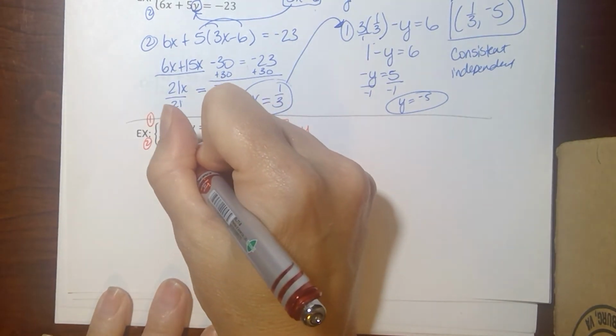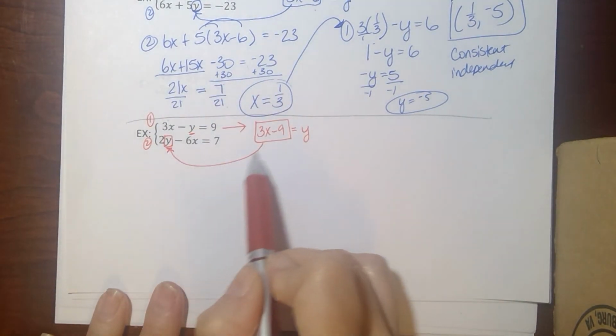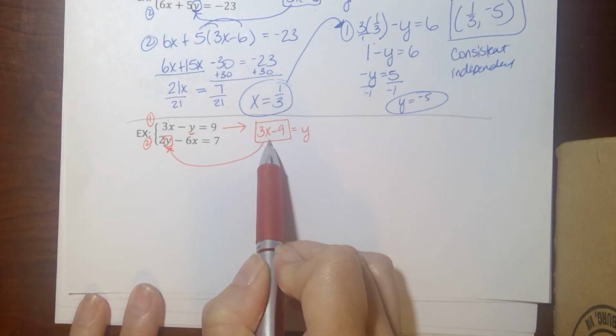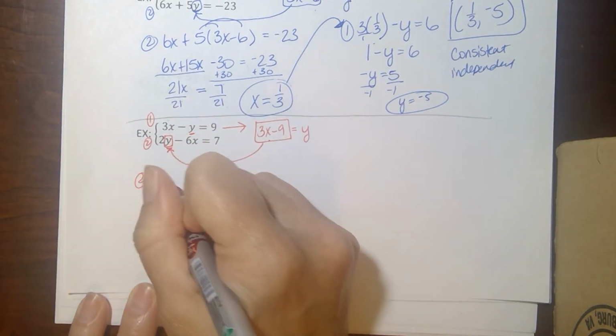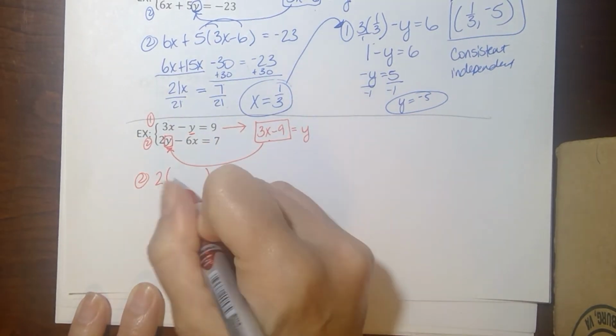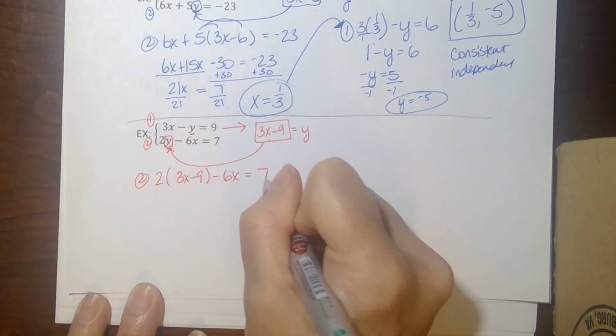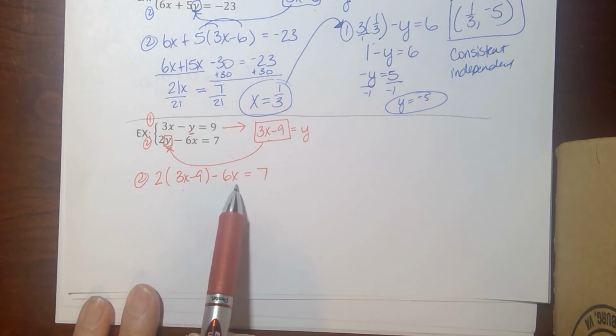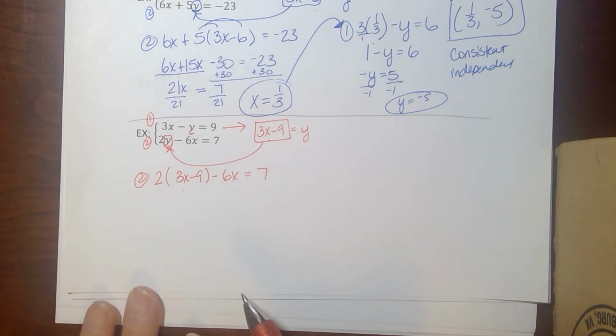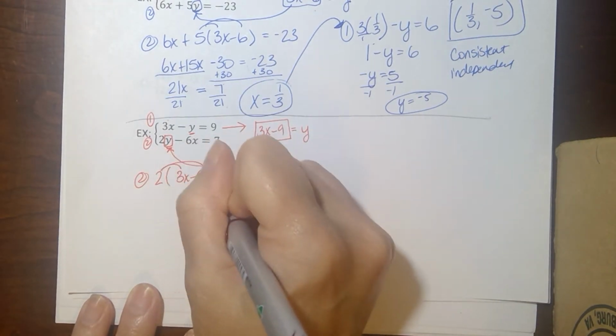So I'm going to replace y in equation 2 with the expression 3x minus 9. So equation 2 becomes 2 times the quantity, 3x minus 9, minus 6x equals 7. Because I only have a single variable, I can solve for x here. Distribute your 2.